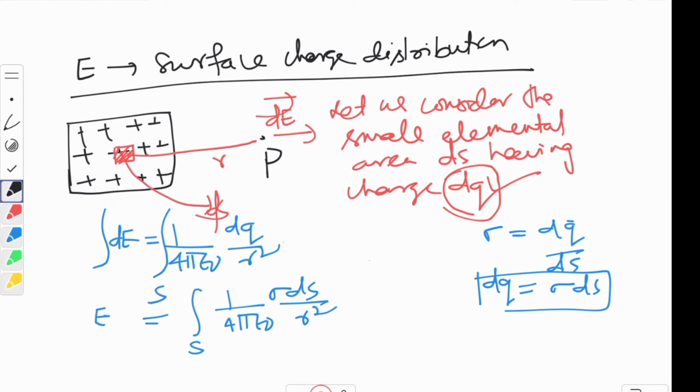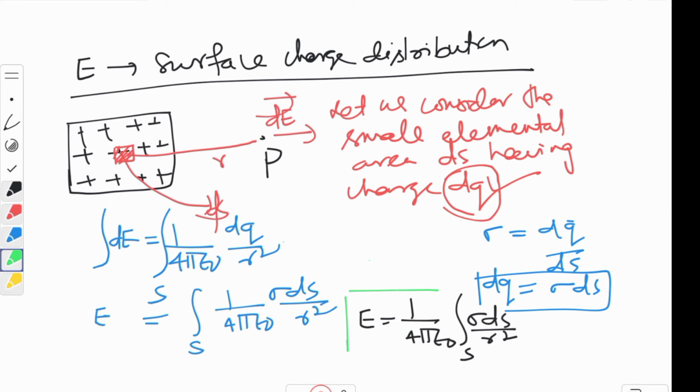Okay children, so your final expression will be E is equal to 1 by 4 pi epsilon naught, since it is constant we'll take it out from the integration, sigma dS by r square. So this is your electric field intensity due to surface charge distribution, children.